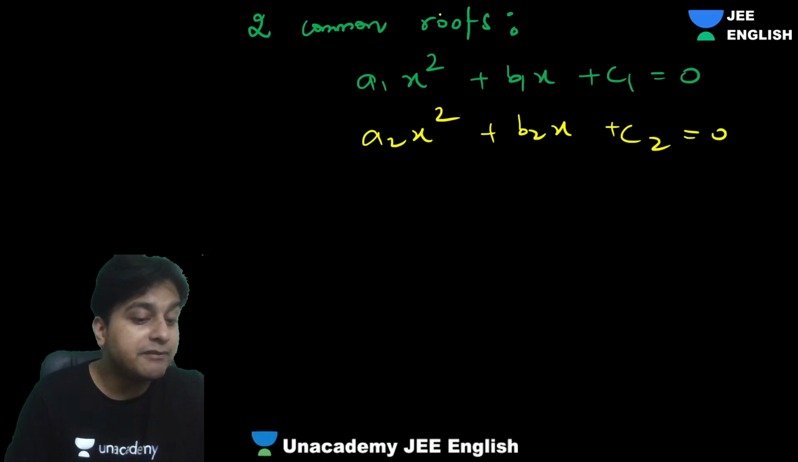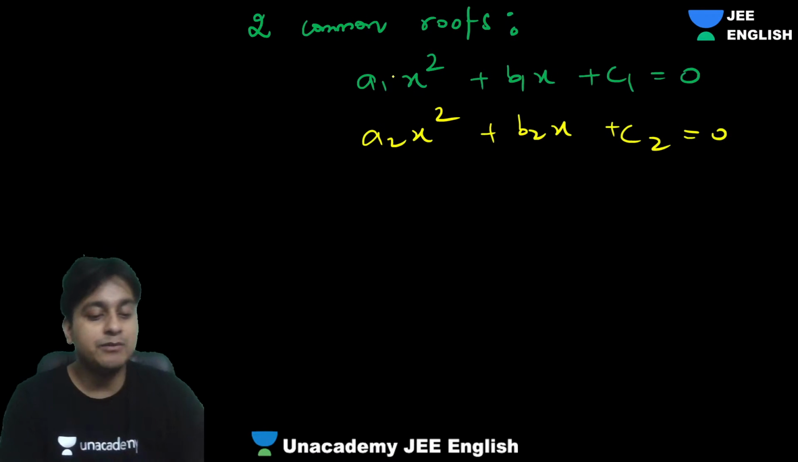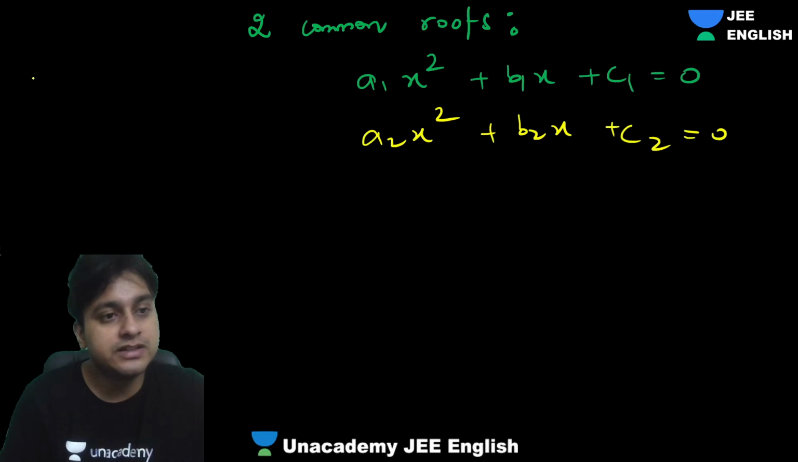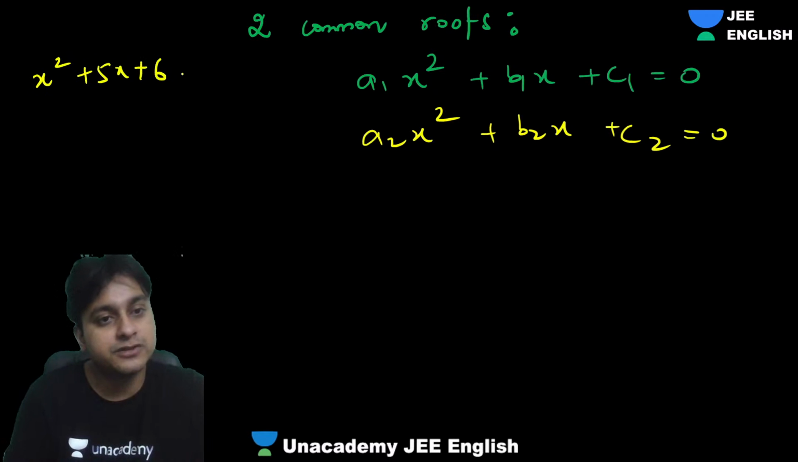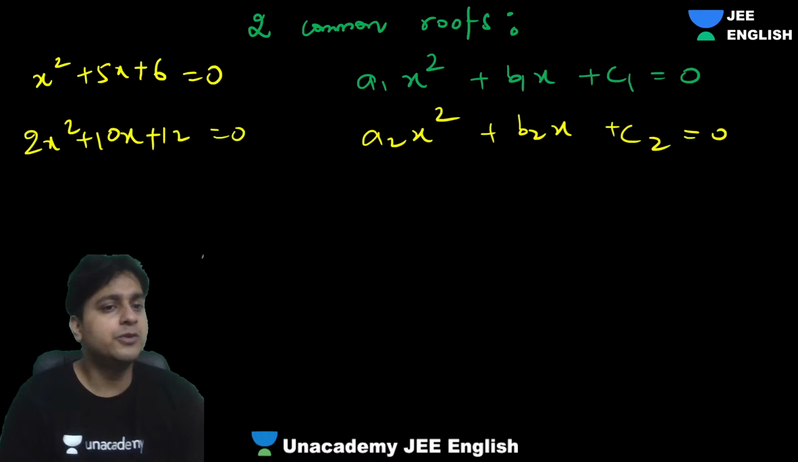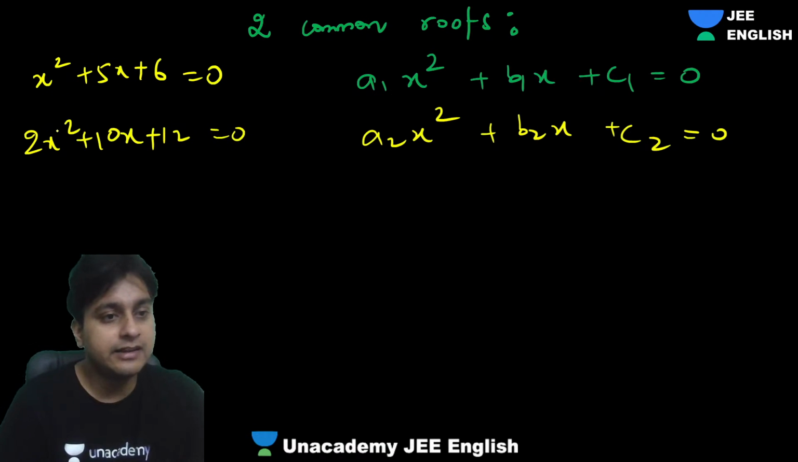Now guys, when both the roots are common, that means the equations are basically the same, right? Both are quadratic, and both the roots are common. It's very easy to understand that. Let's suppose one equation is x square plus 5x plus 6 equals to 0, and the other is 2x square plus 10x plus 12 equals to 0. When you solve both, you will be getting 2 and 3. So what is the basic thing in this one?